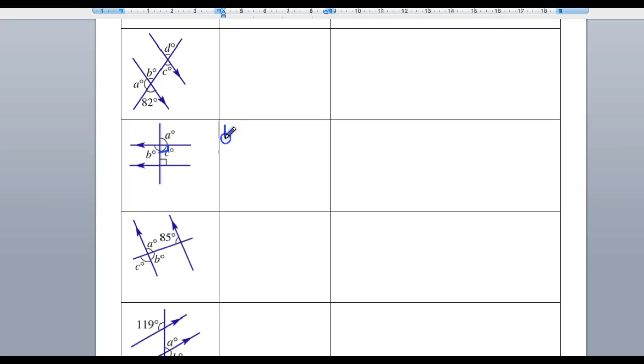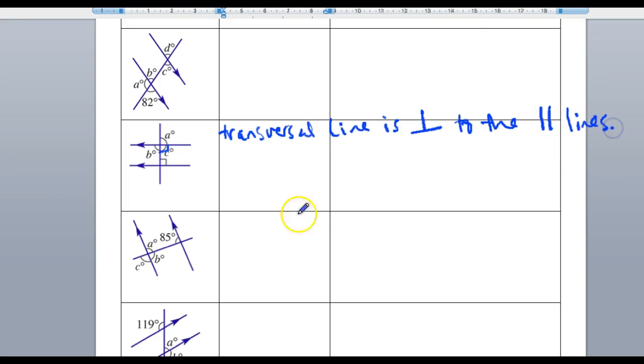So the transversal line is perpendicular. So instead of writing perpendicular, you can use that symbol. So that means the transversal is perpendicular to the parallel lines, and the symbol we use for parallel lines is that. So for this one, they're all right angles. They're all 90 degrees.